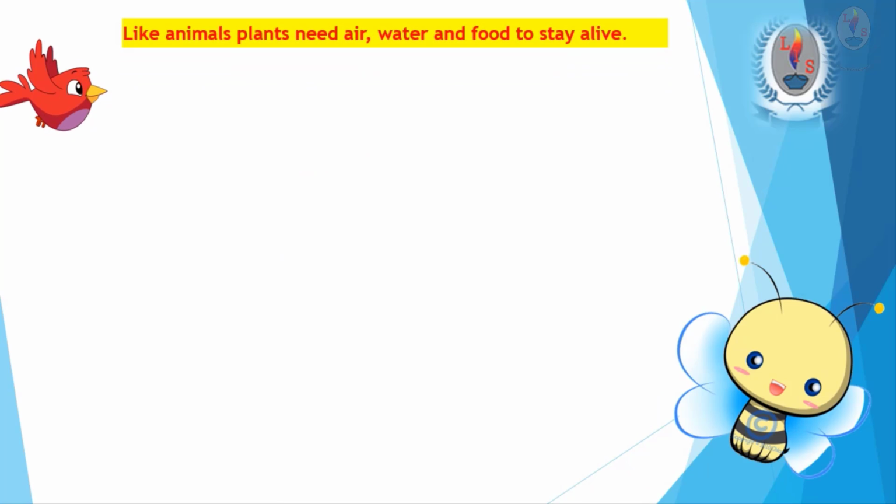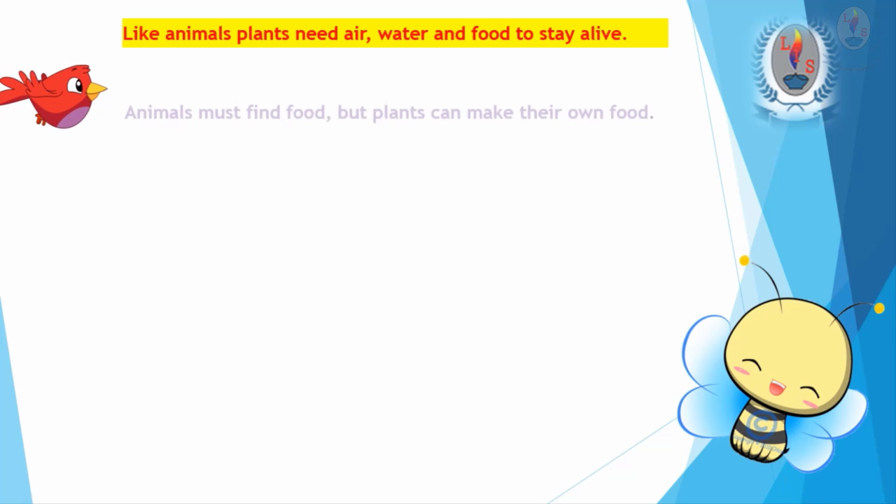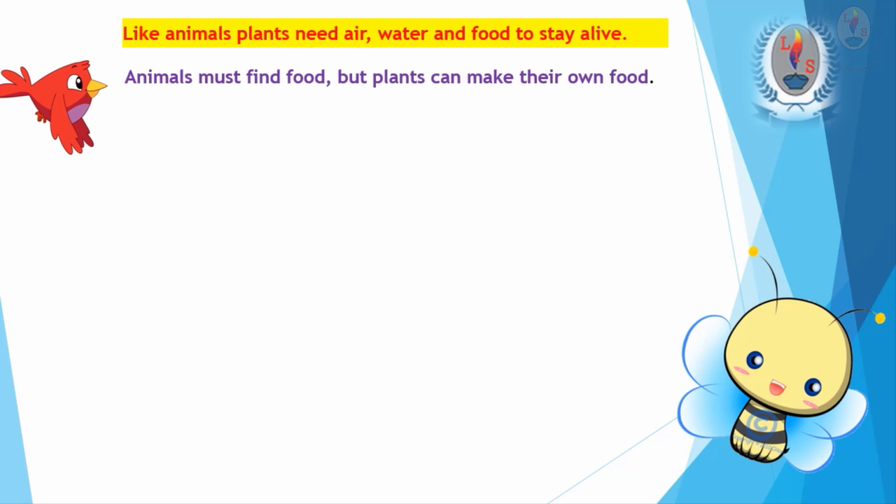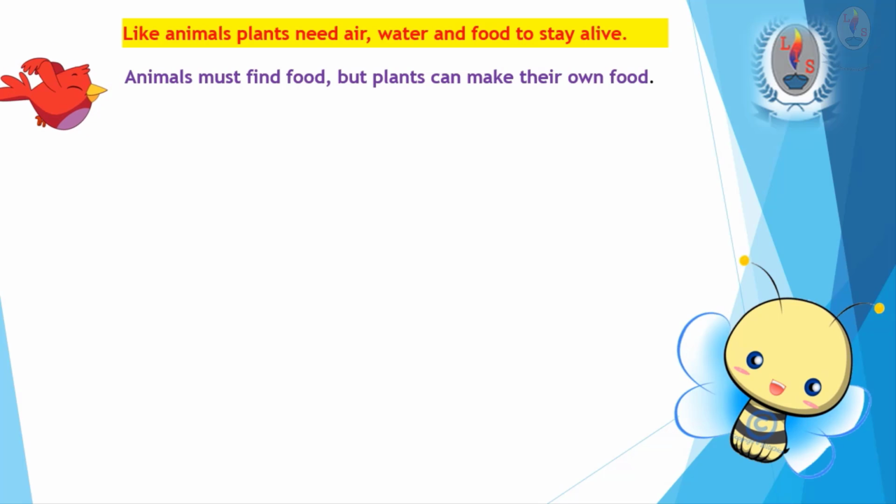Children, now turn to page number 68. Like animals, plants need air, water and food to stay alive. Plants and animals both need air, water and food to stay alive. Animals must find food, but plants can make their own food. Children, that is a special thing that a plant can do. Plants can make their own food.